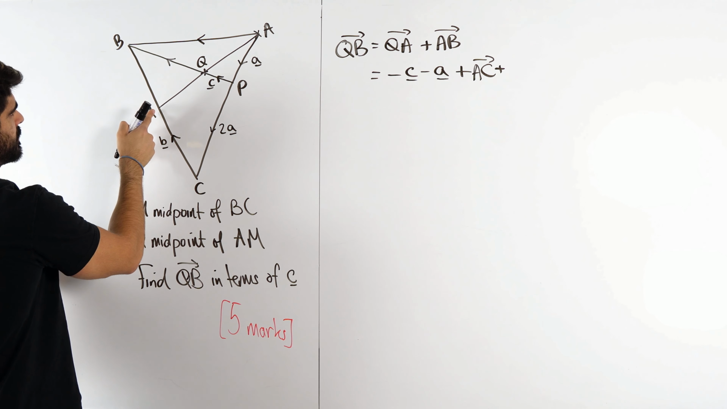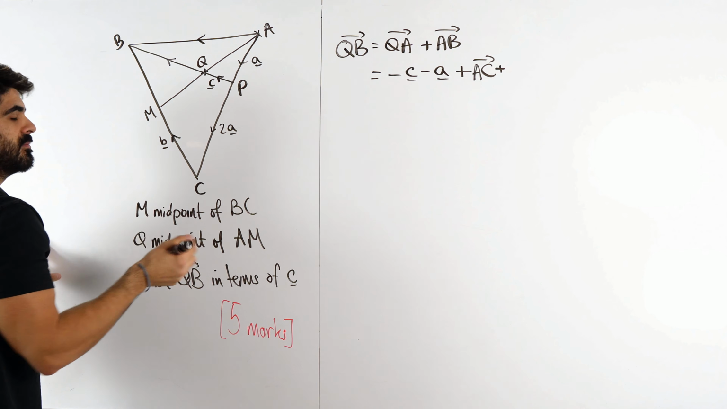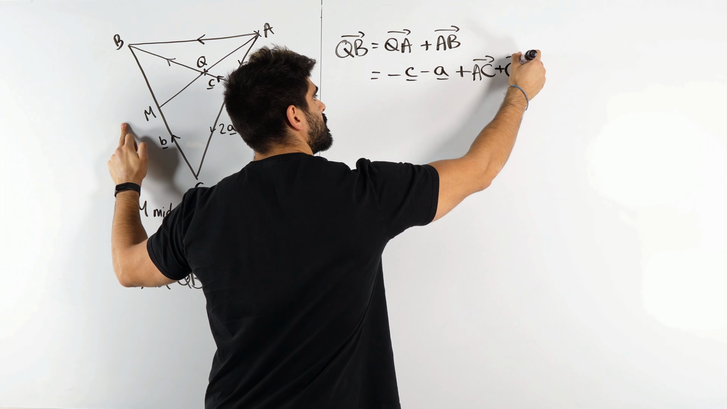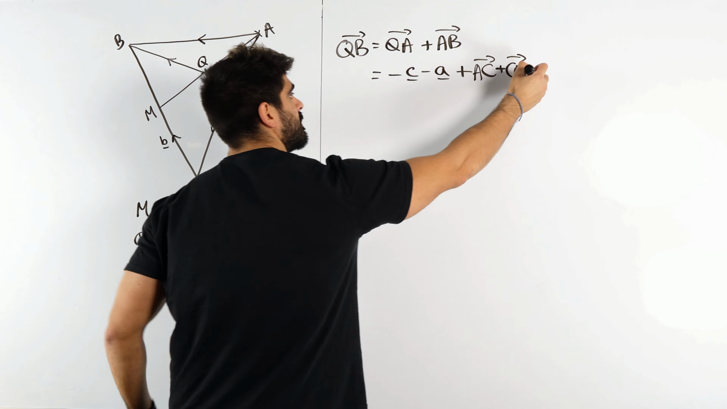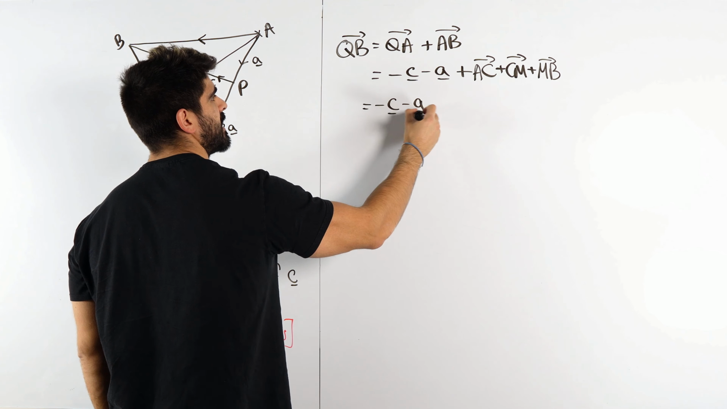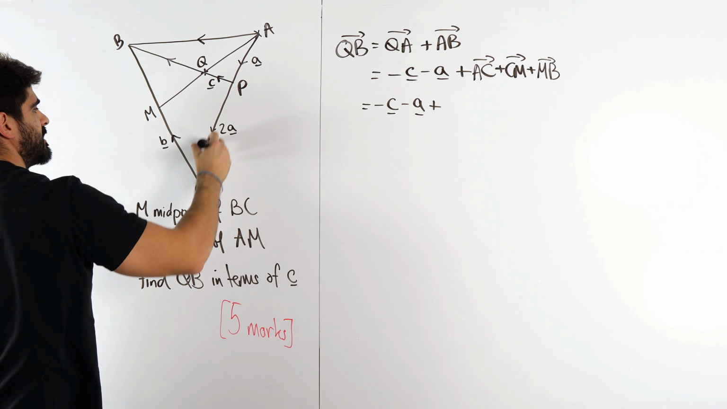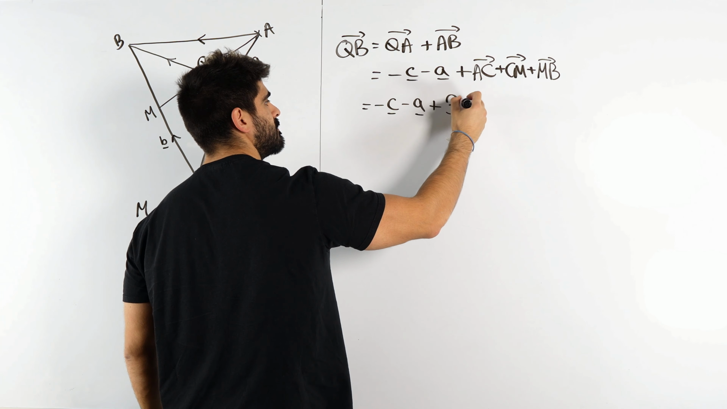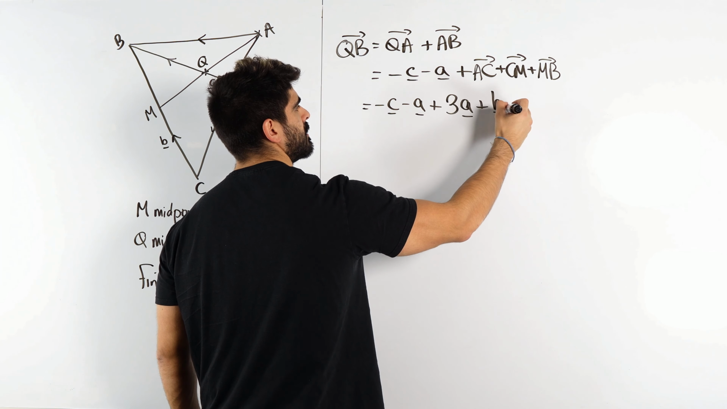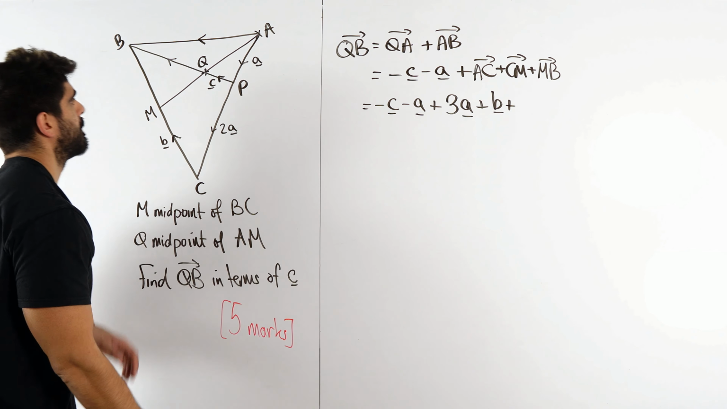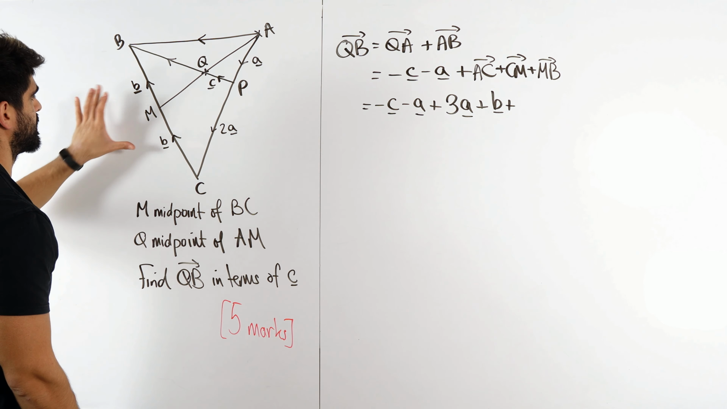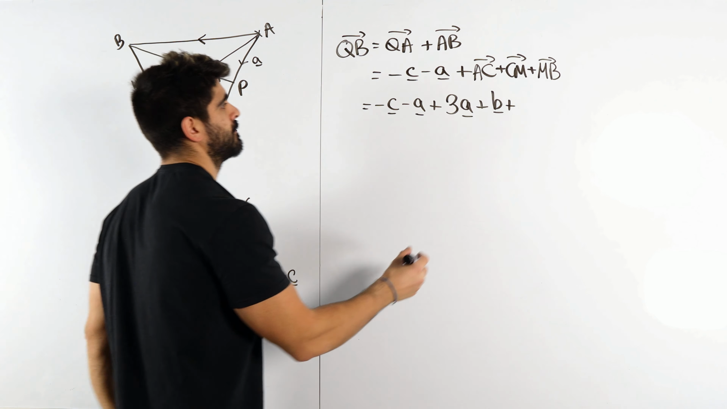plus CM and MB, because we don't know what MB is. Well, I'm just writing it out explicitly, right? So CM, and then my bad. So that's minus C, minus A to C. A to C is 3A. CM is B. And then MB, my bad, is also B. All right, because it's the midpoint. So plus B.